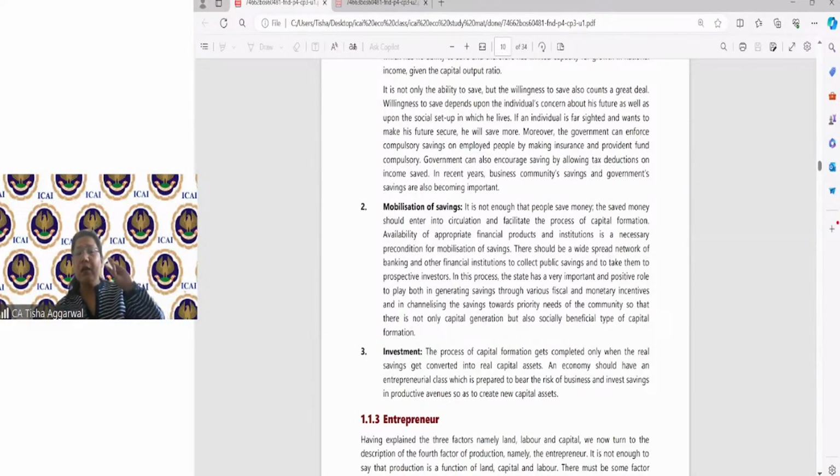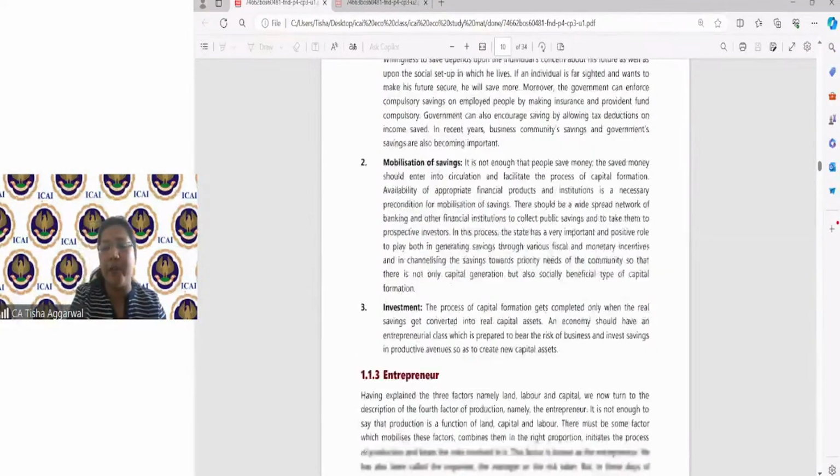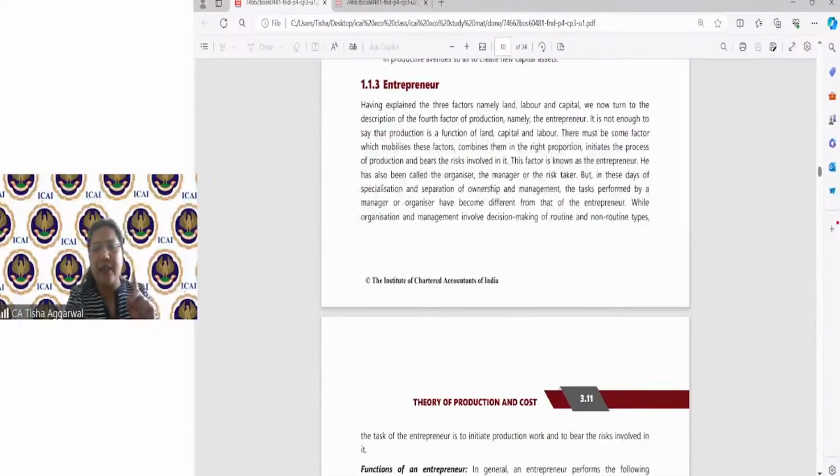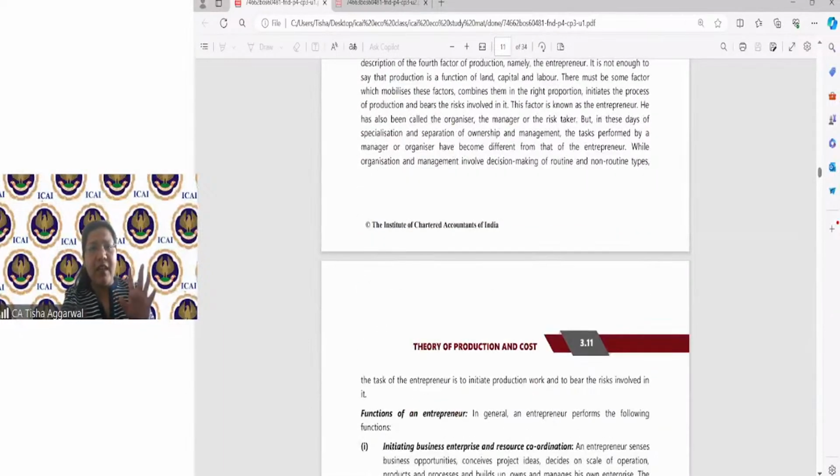So we have covered primarily capital, land, and labor. And the last one is going to be entrepreneurship. So again, I would like to understand if there is any doubt up till here, or else we will start with entrepreneurship.